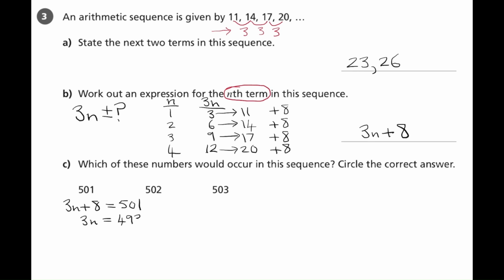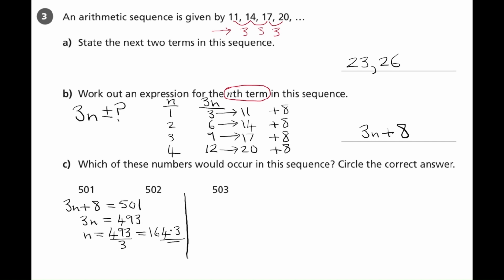And then to find the value of n, we have to divide by 3 to get the n on its own. So it's 493 divided by 3, which is 164.3. And because this is not a whole number, the term 501 cannot be in this sequence because the n value has to be a whole number of terms.